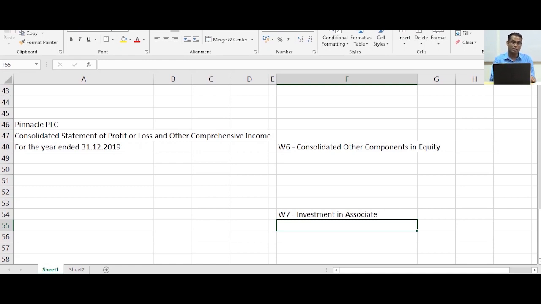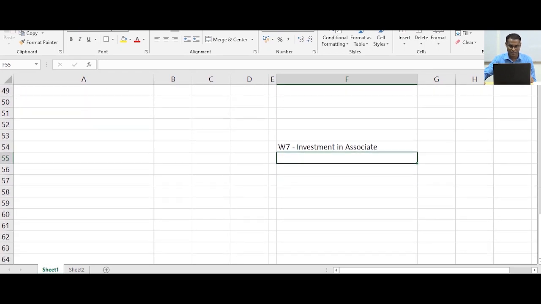Then again, as you have an associate here, you need to have a working in the consolidated income statement to find out the share of associate profit after tax during the year, because it has to be equity accounted. So for that you even need a working. So basically in the income statement, I need additional workings for the profit attributable to non-controlling interest and the share of profit after tax of the associate. I would name those as working number 8 and working number 9 in this question.